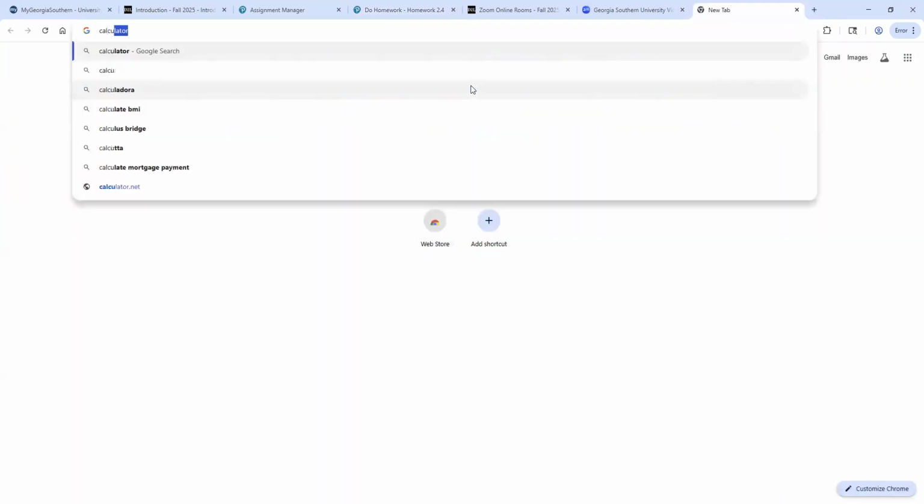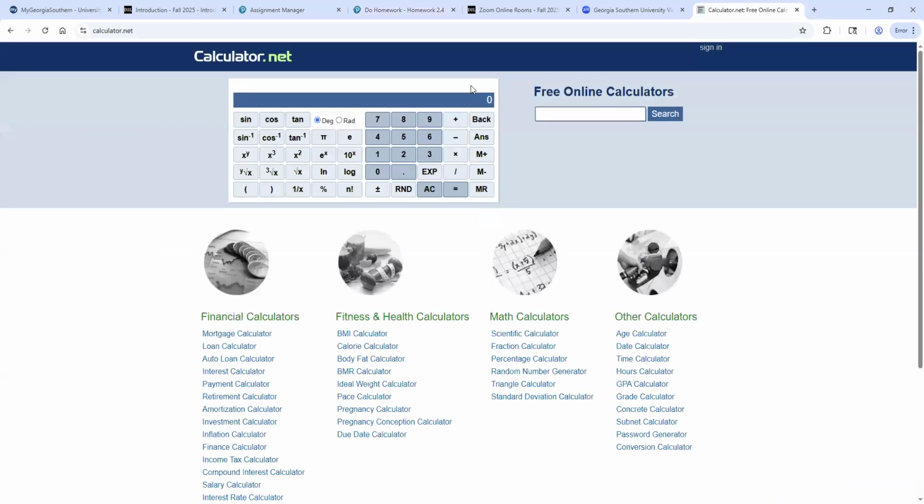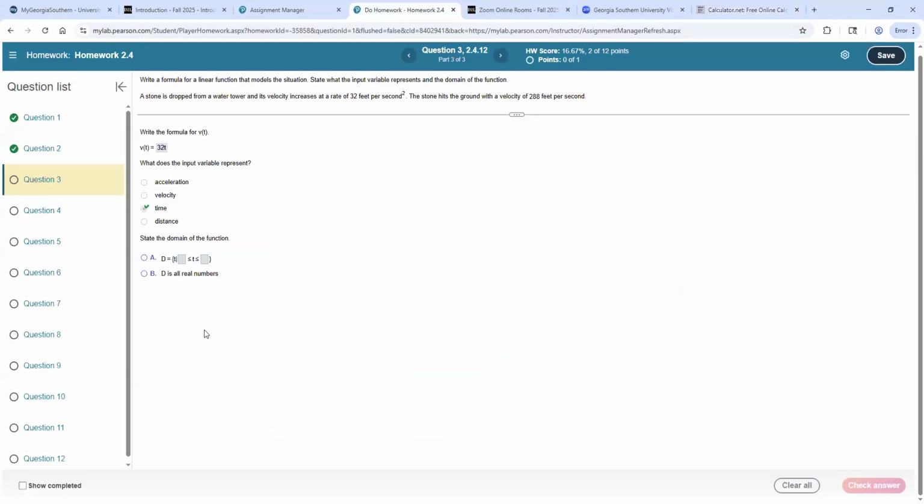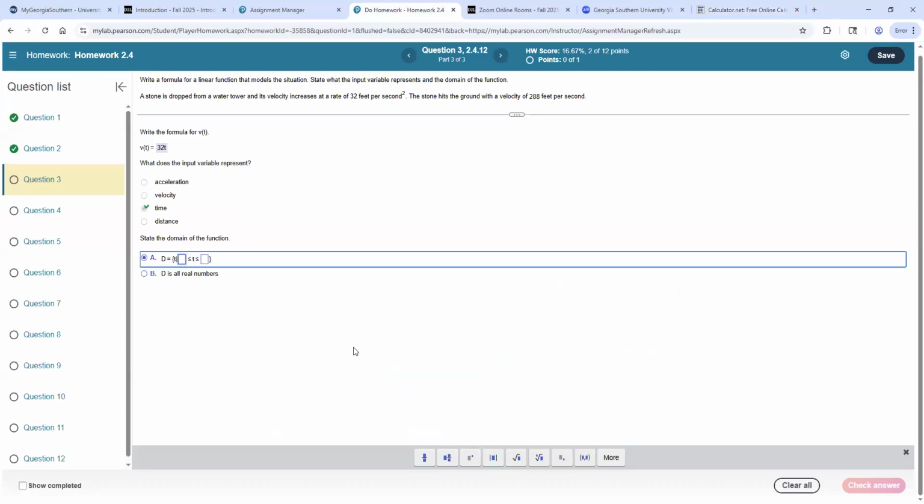let me calculate that. I did not do this ahead of time. So I'm going to take 288 and divide it by 32, and it's going to give me 9. That means that the stone that you dropped has been falling for 9 seconds, because it's 32 for every second, right? And we had 288 altogether. So if you divide 32 into that, that gives you 9. So that is our domain. So going back, we're going from 0 to 9.